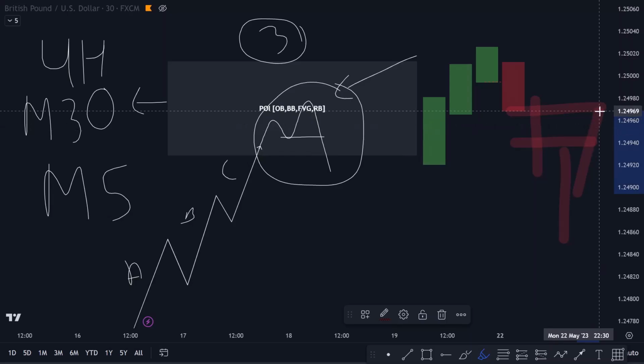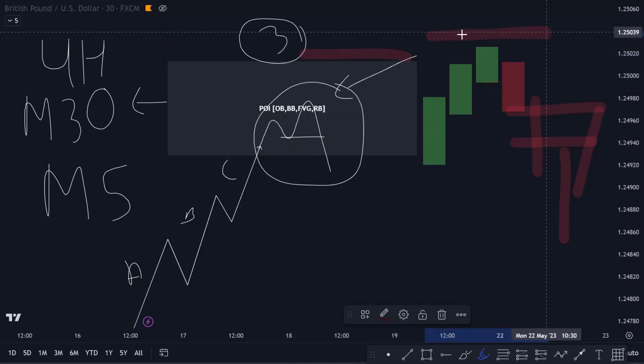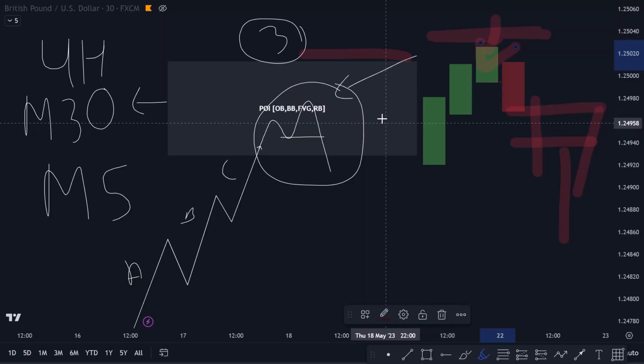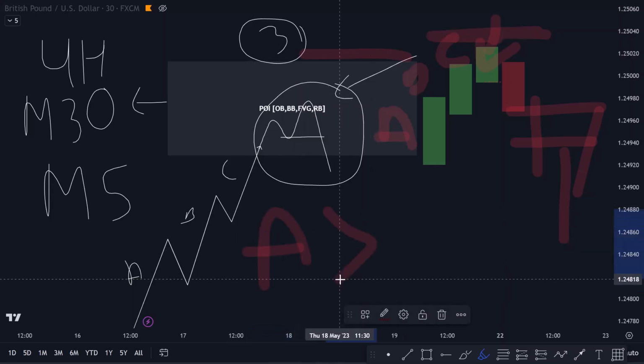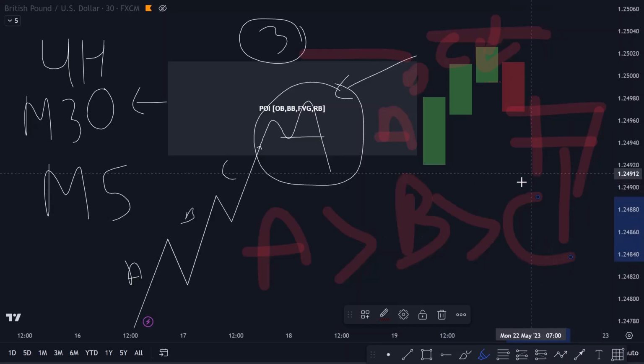I would enter from here, and if it's a small point of interest, then I'll have my stop loss above the point of interest. If it's a big one, then I'll have my stop loss above this candle here, this weak candle. You see how if we call this A, this is B, and this is C, now A similarly is bigger than B and bigger than C, right? And it's the same. C is smaller than B and B is smaller than A.